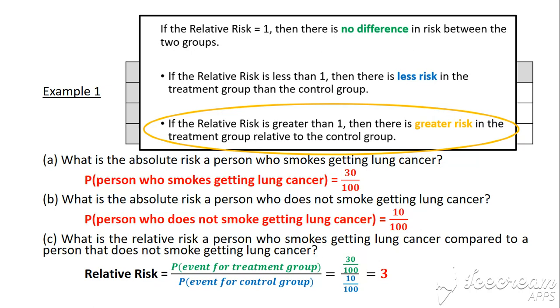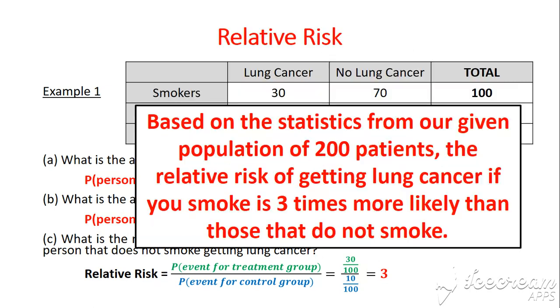So because we do have a relative risk greater than 1, this is what we're going to say. Based on the statistics from our given population of 200 patients, the relative risk of getting lung cancer if you smoke is 3 times more likely than those that do not smoke. In other words, you're 3 times more likely to get lung cancer if you smoke than if you don't smoke.